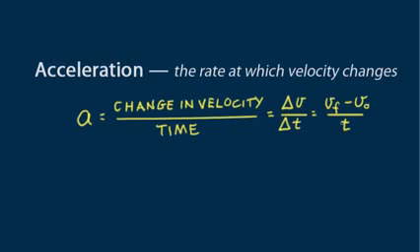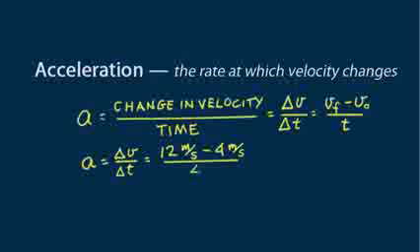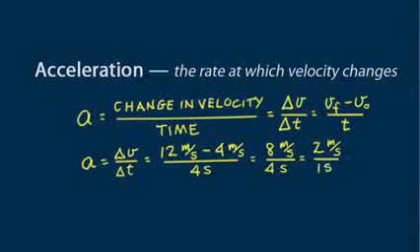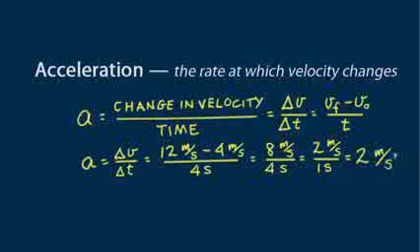As an example, if an object accelerates from 4 meters per second to 12 meters per second in 4 seconds, the acceleration would be: a is delta v over delta t, 12 meters per second minus 4 meters per second, all over 4 seconds. That's equal to 8 meters per second divided by 4 seconds. We get 2 meters per second over 1 second, which is 2 meters per second squared.